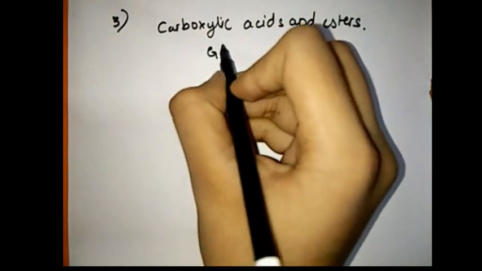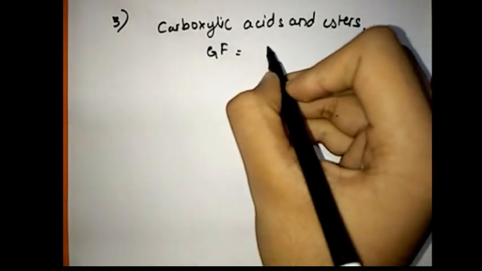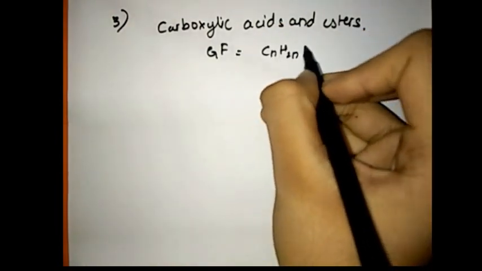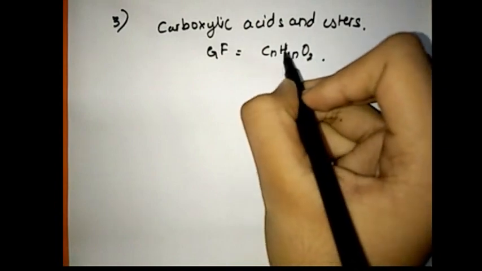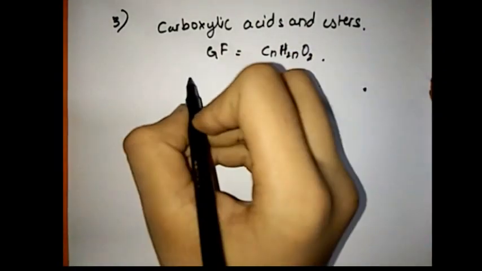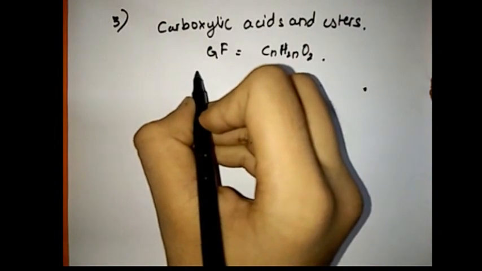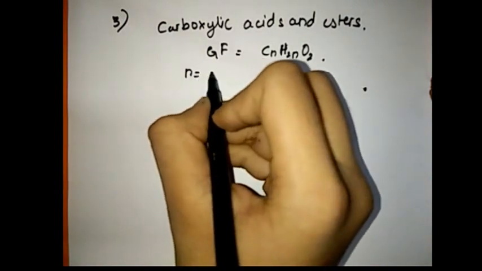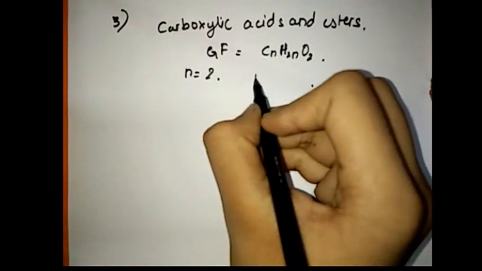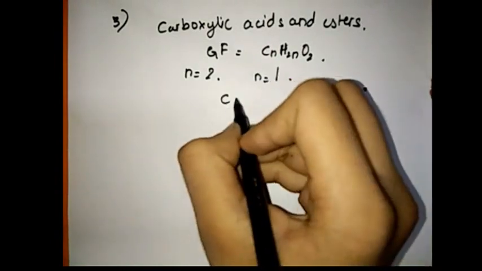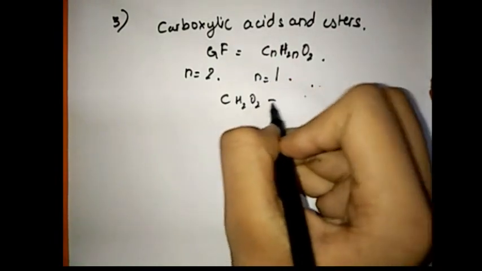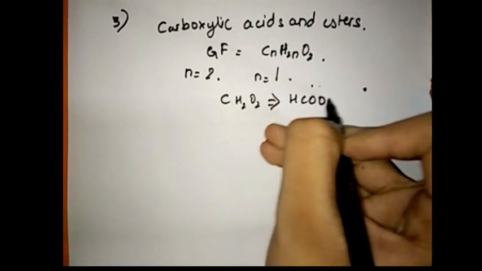The general formula for this subtype will be CnH2nO2. Here always remember, in any of the general formulas said above, the n value should be at least 2. If the n value is put as 1, then it will become CH2O2, which will be HCOOH.